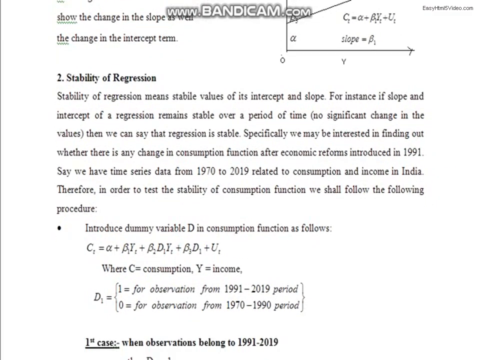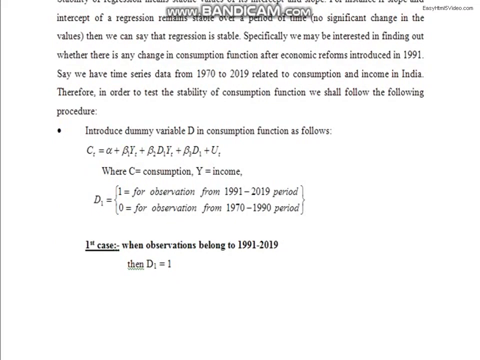So for this we can define our model as follows. Ct is equal to alpha plus beta 1 yt plus beta 2 d1 yt plus beta 3 d1. Here d1 is your dummy variable, and d1 will have value one if the observations are from the 1991 to 2019 period, and if the observations are from 1970 to 1990, then your dummy variable will be equal to 0.